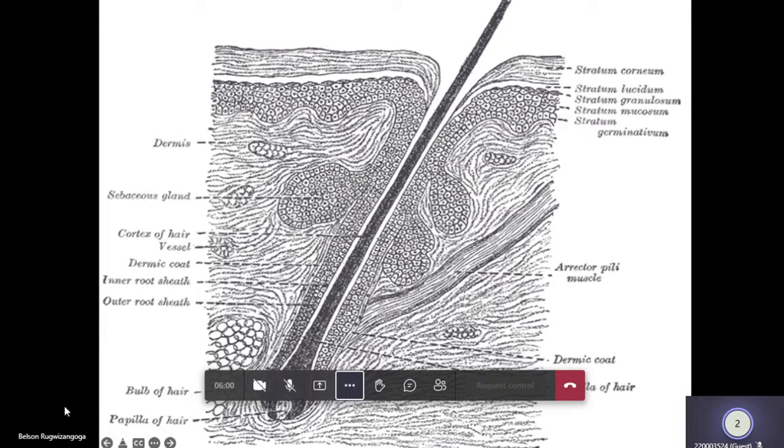Okay, on this picture we have a hair here, and I think you can see it clearly.